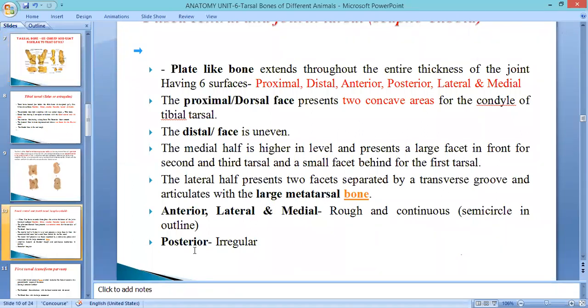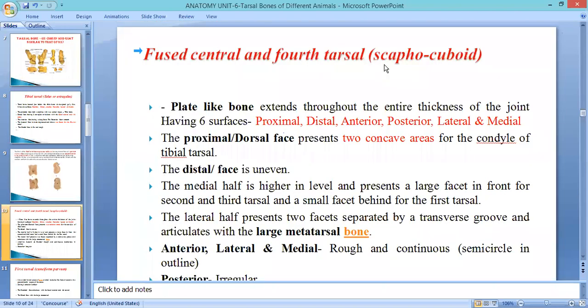So if anybody asks you what is central plus fourth tarsal, then you have to say, sir, this is another name of the scaphocuboid, and this is the plate-like bone which is located in between, above the tibial and fibular tarsal, below the second, third fused and first, and for description it contains six surfaces.